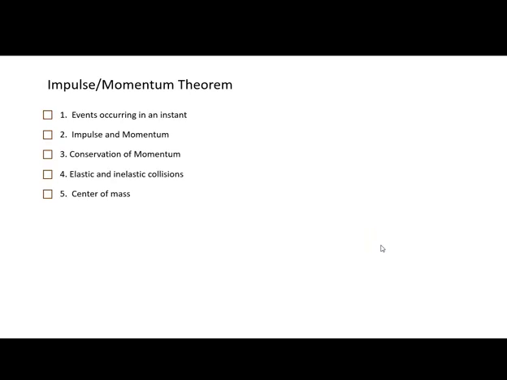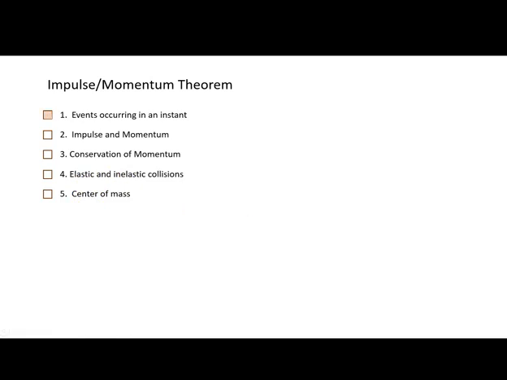The impulse momentum theorem. We will look at Newton's force law and look at events that occur at an instant, in particular collisions and explosions. We'll define impulse and momentum and then look at the impulse momentum theorem. We'll see when we can then use conservation of momentum, and we'll discuss different types of collisions, in particular the elastic and inelastic cases. In doing so, we will revisit the center of mass concept.